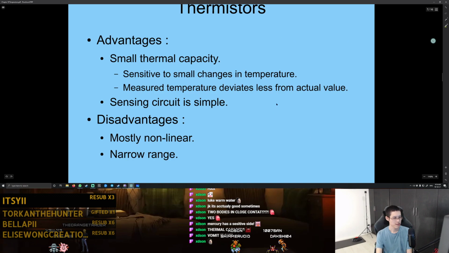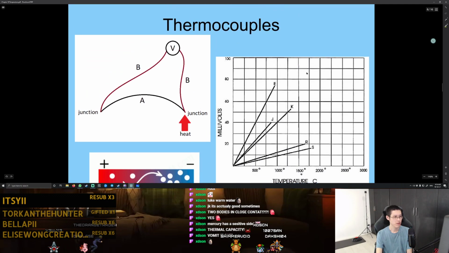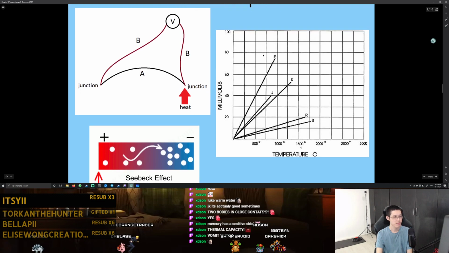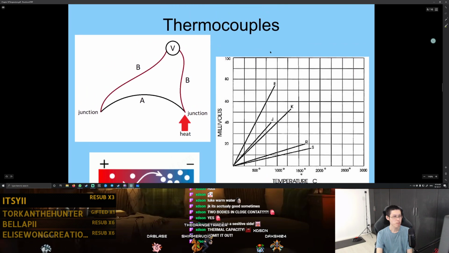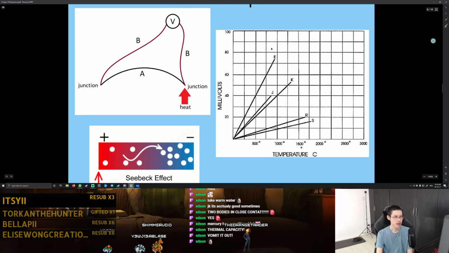Moving on. Next up, we have thermocouples. So, a thermocouple is a thermometer that works by using the potential difference as a sensing parameter. And the driving principle behind a thermocouple is the Seebeck effect.